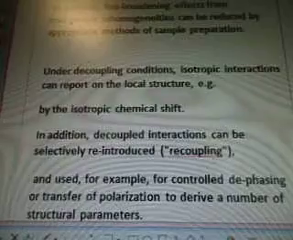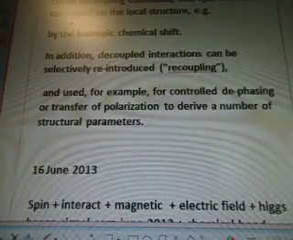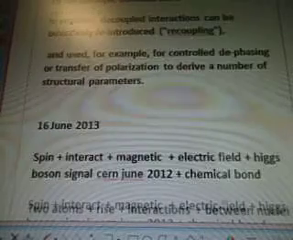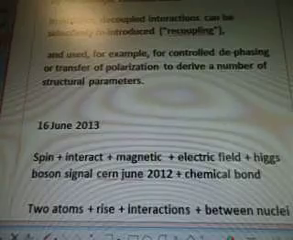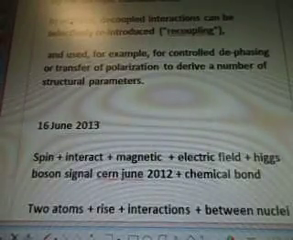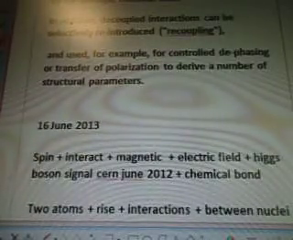Under decoupling conditions, isotropic interactions can report on the local structure by the isotropic chemical shift. In addition, decoupled interactions can be selectively reintroduced, recoupling, and used, for example, for controlled dephasing or transfer of polarization to derive a number of structural parameters.